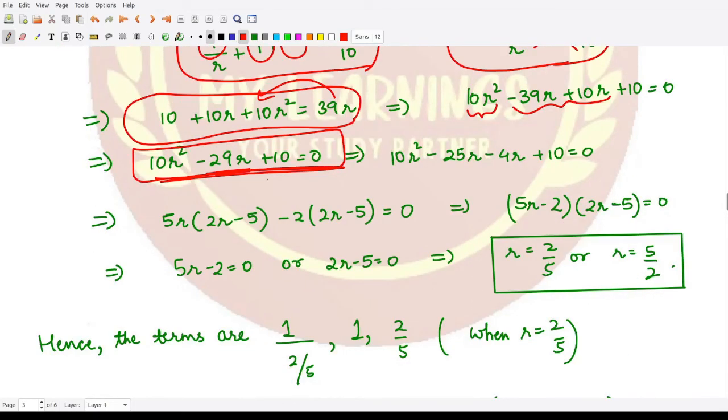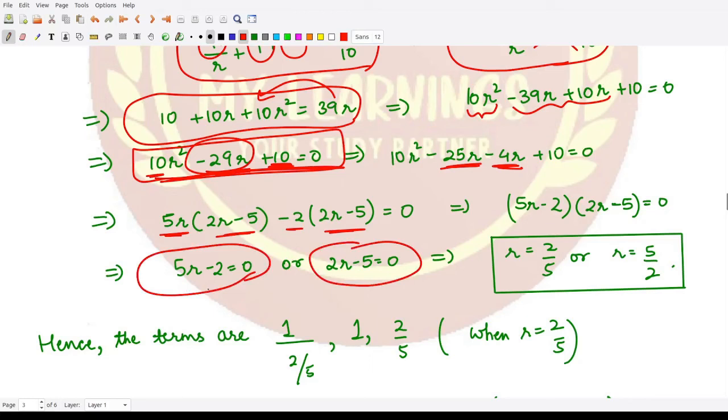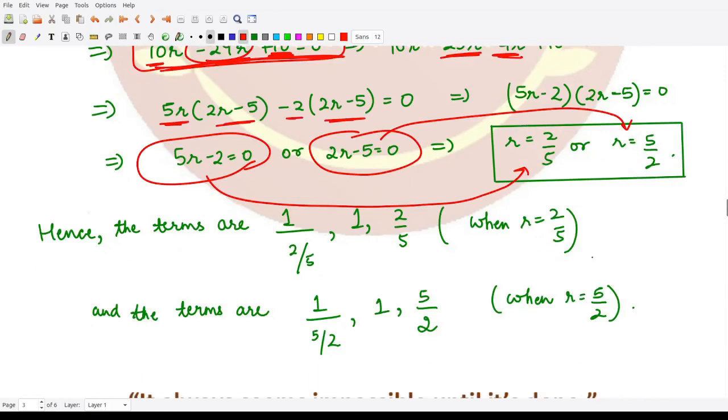So we can factorize it. We have 100 here as the product, so the factors of 100 are 25 and 4, which make the sum as 29. So we can write minus 29R as minus 25R and minus 4R. We can take 5R common from these two terms and minus 2 common from these two terms, so that we would have the factors as 5R minus 2 and 2R minus 5. So either this thing is true or this thing is true, right? If this is true, then the value of R is 2 by 5. If this is true, the value of R comes to be 5 by 2. So we will take both the cases.